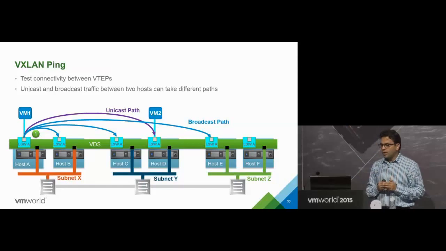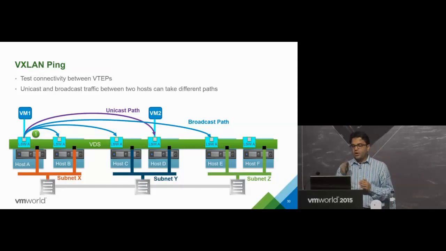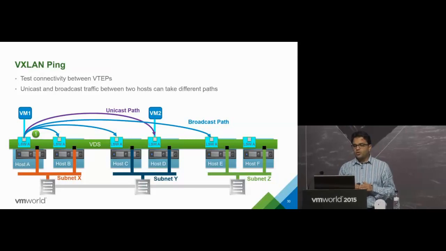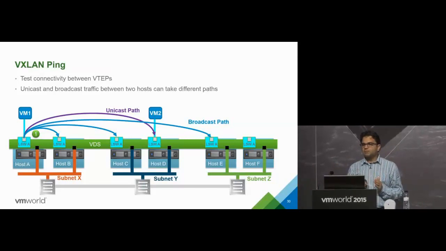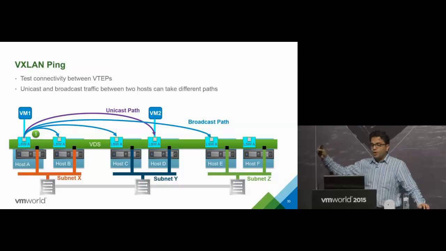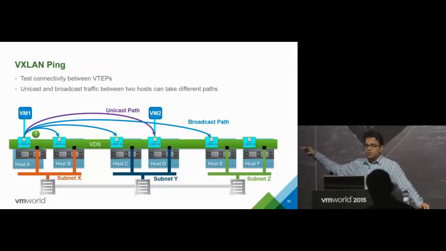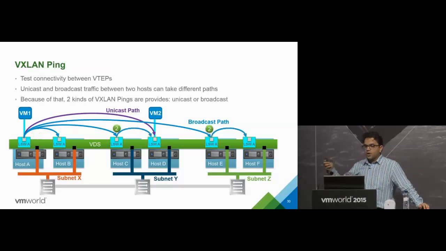In stage 1, host A will send a local copy to all the hosts in subnet X, and it will also send a copy to a remote subnet, for example, subnet Y and subnet Z. Now it is the responsibility of that particular host to replicate it to all the hosts in its local subnet. That is the reason we call it a 2-stage process. That is how it works in the background in case of VXLAN ping.